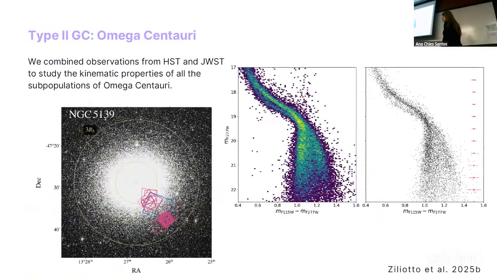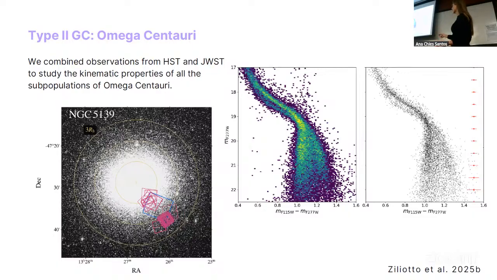Then we also analyzed the kinematics of Omega Centauri, which is a type 2 globular cluster. For this cluster, we have this area here for which we combine the JWST, which is in blue, with HST in pink, and also this one here at 2 half-light radius, to have proper motions with a time baseline of about 25 years. So again, we have very good proper motions for this data set.